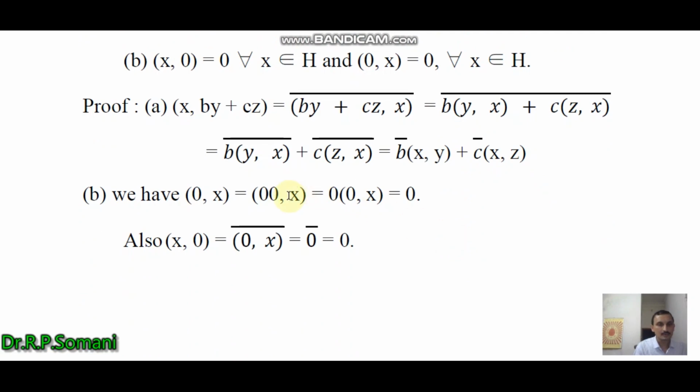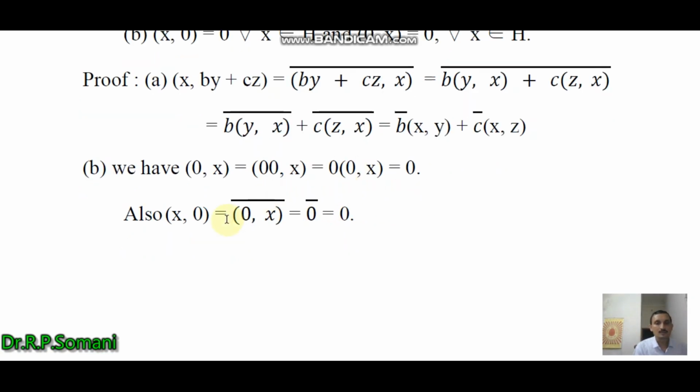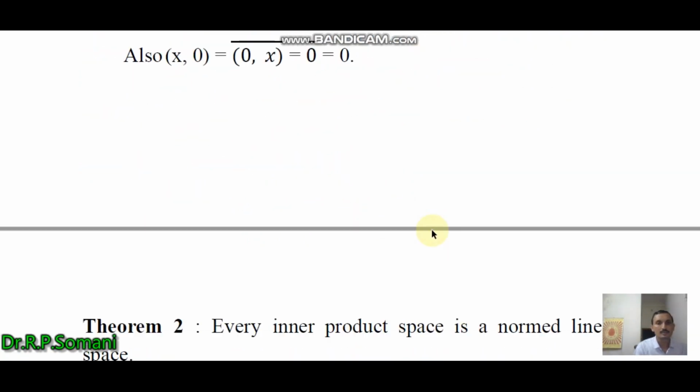And for the second property, we have (0, x). We can write 0 as 0 times 0, take the 0 outside, so this is 0 into (0, x), and this equals 0. Also (x, 0) equals the conjugate of (0, x), which is 0 bar from this result, and equal to 0. So we have proved these two results here.